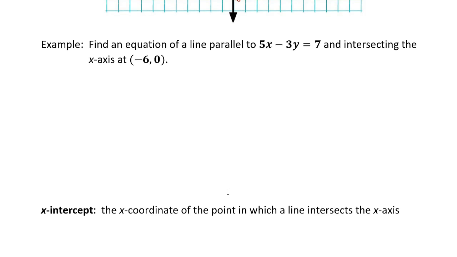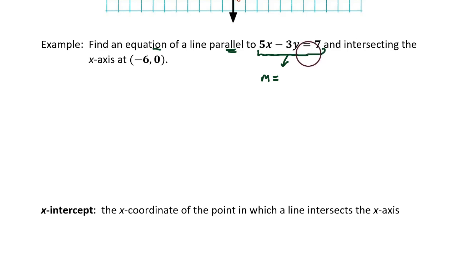Let's try another example problem involving the idea of parallel lines. Find an equation of a line that is parallel to this line, and it intersects the x-axis at negative 6, 0. Let's think about what we know about parallel lines. They have the same slope. So let's find the slope of this line.